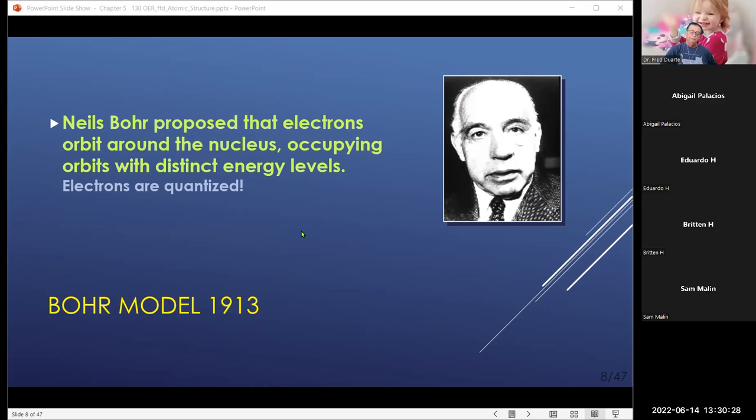So anyway, with Planck's work, here comes Niels Bohr, another scientist, obviously. He proposed that electrons obviously orbit around the nucleus, but furthermore, we had that idea that that's where they're at. They got to be there someplace, right? But he proposed that they exist in very specific energy levels.